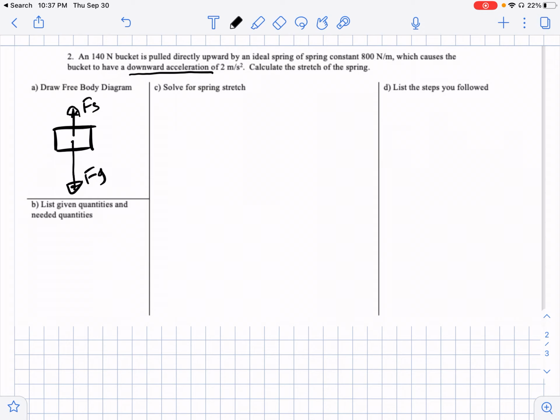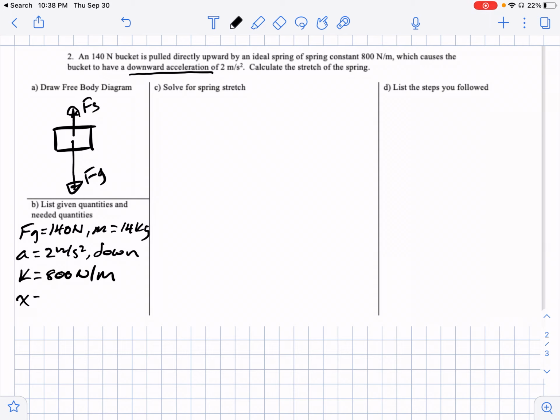Now we'll list our given quantities. So they gave me the weight. It said the weight is equal to 140 newtons. We'll go ahead and write down the mass here. It's 14 kilograms. And they told me the acceleration is equal to 2 meters per second squared, and that's down. Okay, it's going downward. And then it also gave me my spring constant, k, which was 800 newtons per meter. So there's what was given to us. And we're asked to solve for the stretch, x.